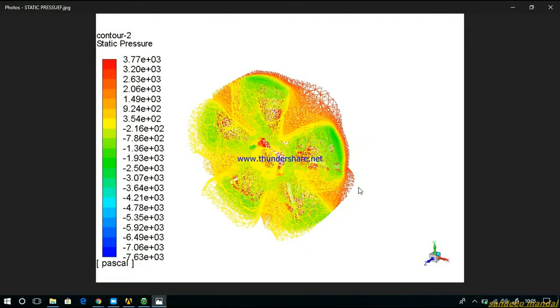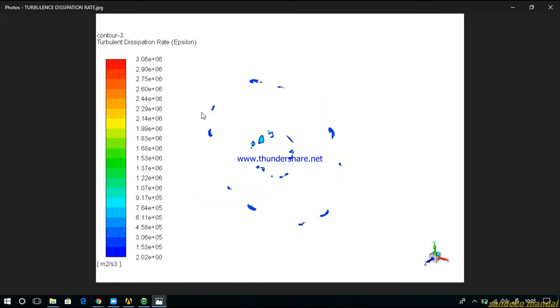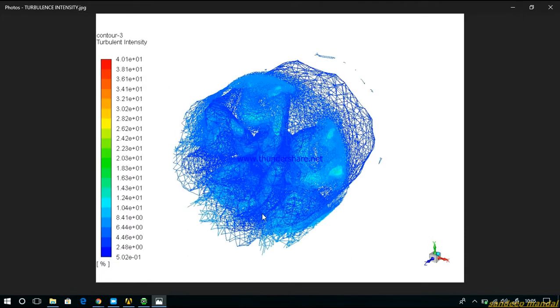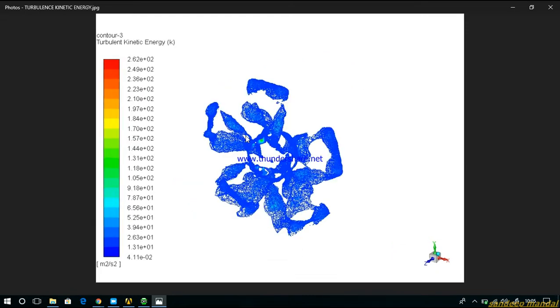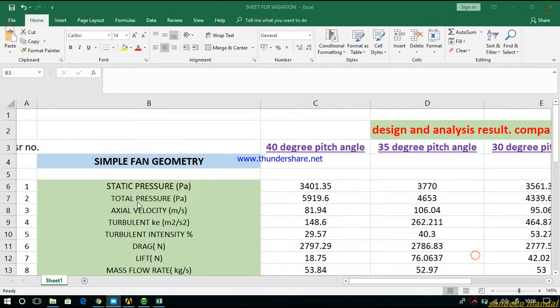This is the static pressure value. This is the total pressure, turbulent dissipation rate, and turbulence intensity. It is coming out to 40%. You can see here the blade domain is highlighted here.